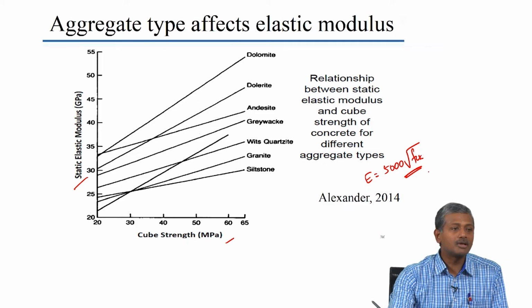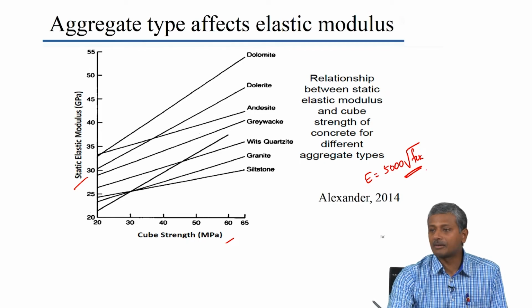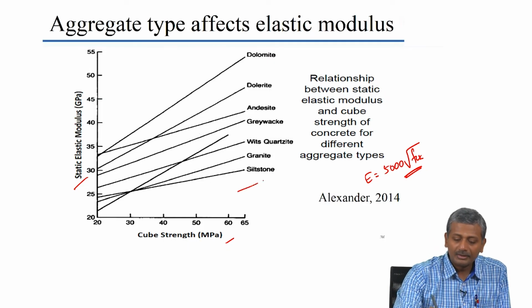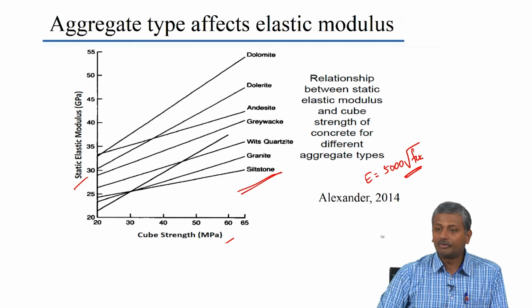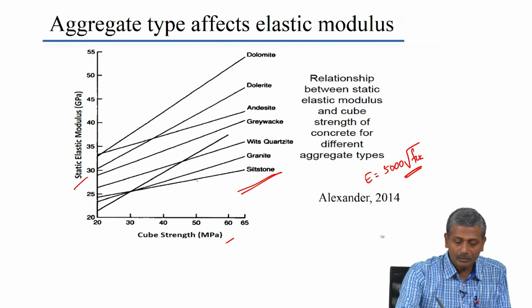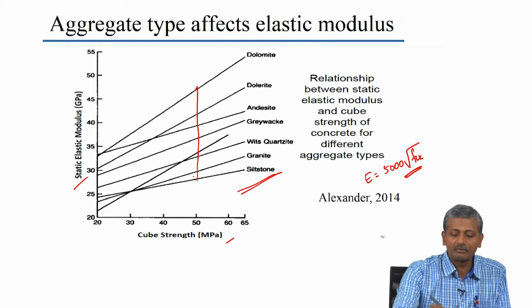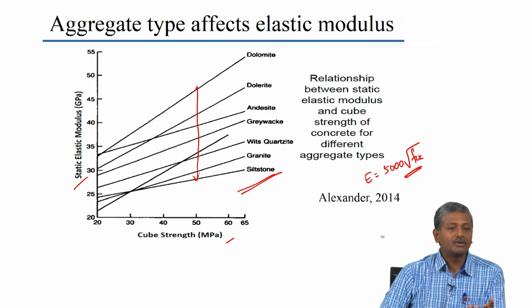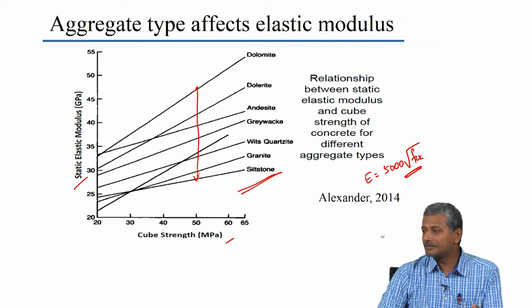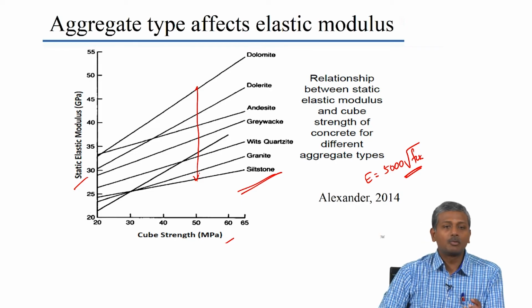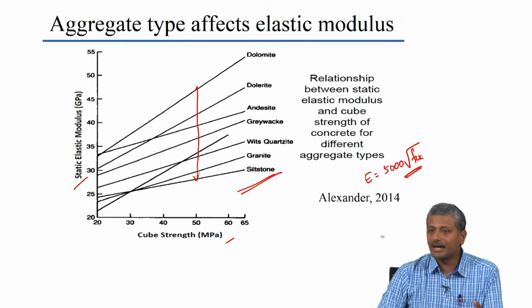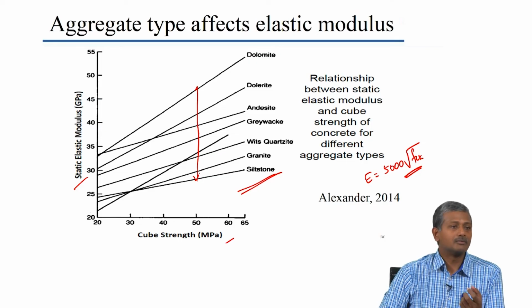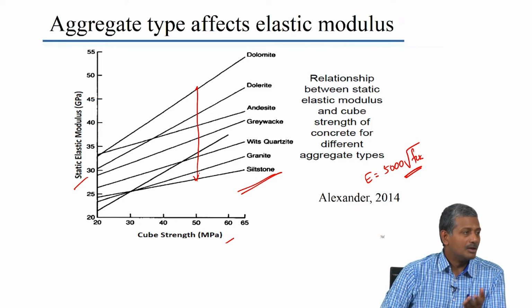But again, we do not really specify what type of aggregate that is applicable for. You can see from this that depending upon what type of aggregate you have, for the same strength, you have such a wide range of moduli that you can actually get, which only makes sense because the bulk of the concrete is filled with the aggregate. So the concrete elastic modulus will be mostly governed by the aggregate elastic modulus. It is not just the ITZ, it is also governed by the aggregate elastic modulus. The aggregates that are stiffer will lead to a higher elastic modulus.